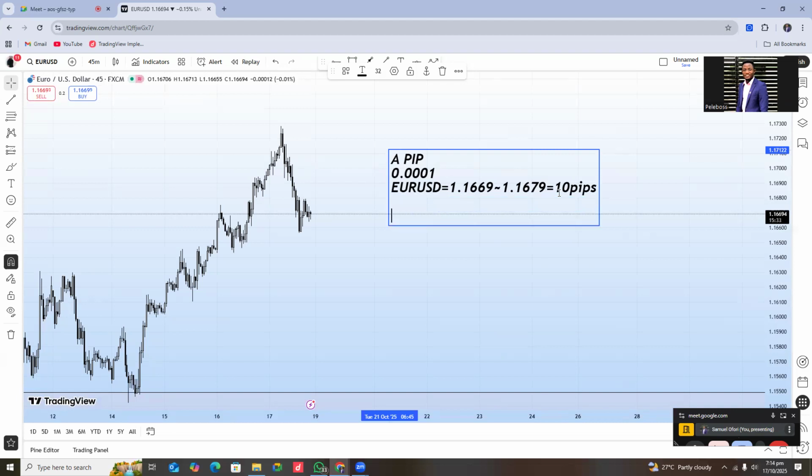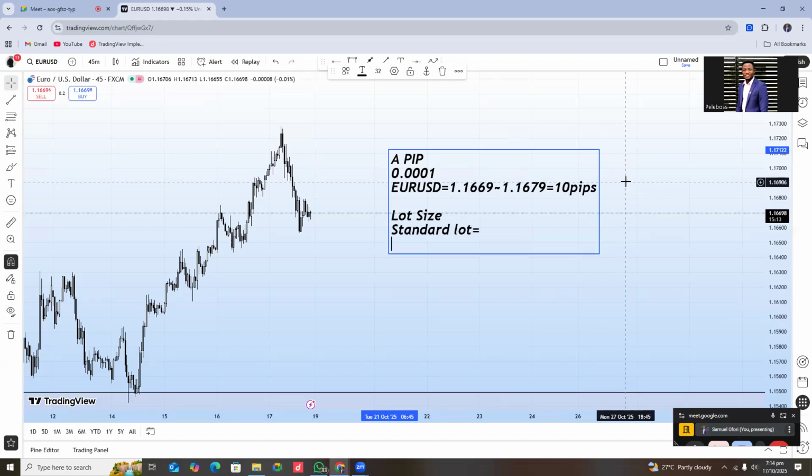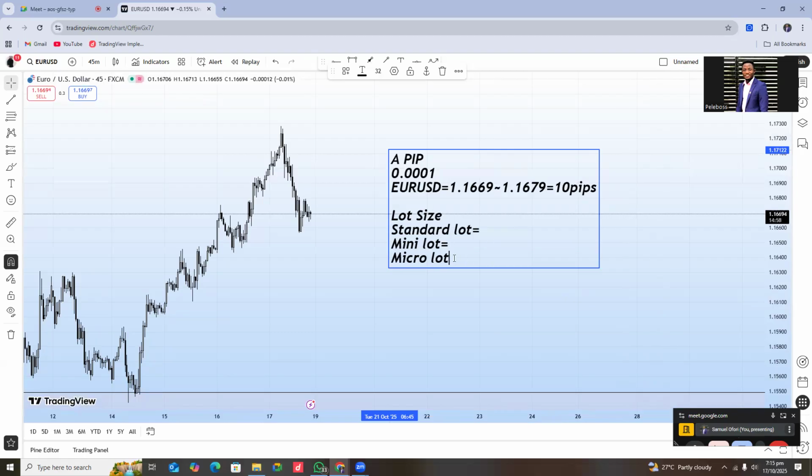So that will take us to what we call lot size or lot sizing. Now we have three main types of lot size. We have the standard lot size, standard lots, and then we have the mini lot, and we have the micro lots. We will understand what they mean.